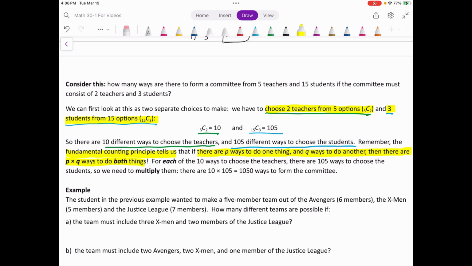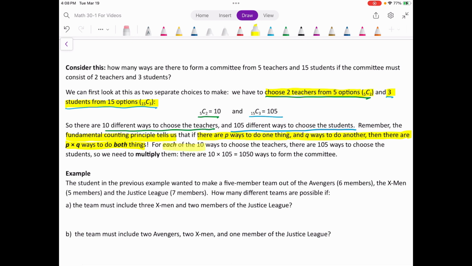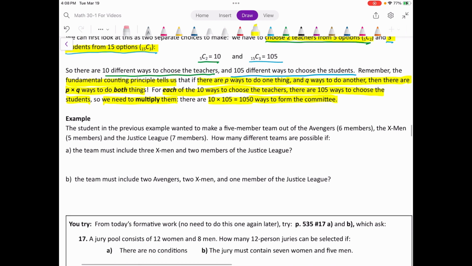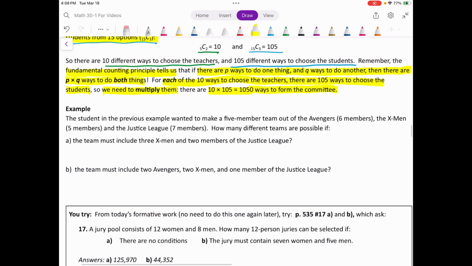And that's what we're doing by forming the committee. We're doing both of these things. We're choosing 2 teachers from 5 options and 3 students from 15 options. For each of the 10 ways to choose the teachers, there are 105 ways to choose the students, so we need to multiply them. There are 10 times 105, or 1,050 ways to form the committee.